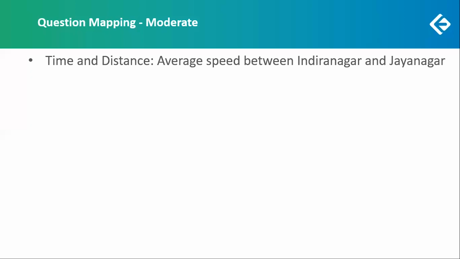Now this particular fellow was traveling from Indiranagar to the center of the circle at a particular speed, and from the center of the circle to Jayanagar he is traveling at a different speed. Now we know that the distances are equal, and therefore the average speed becomes the harmonic mean of the two individual speeds.